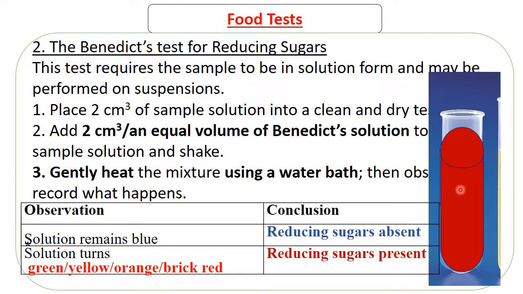So if your food sample has little reducing sugar, you might just observe green. If it has a bit more reducing sugars, you observe yellow. A bit more than yellow, the observation is going to be orange. If it has plenty of reducing sugars, then you're going to observe brick red. So in your answer, you just have to indicate one color. So that's how to go about it.